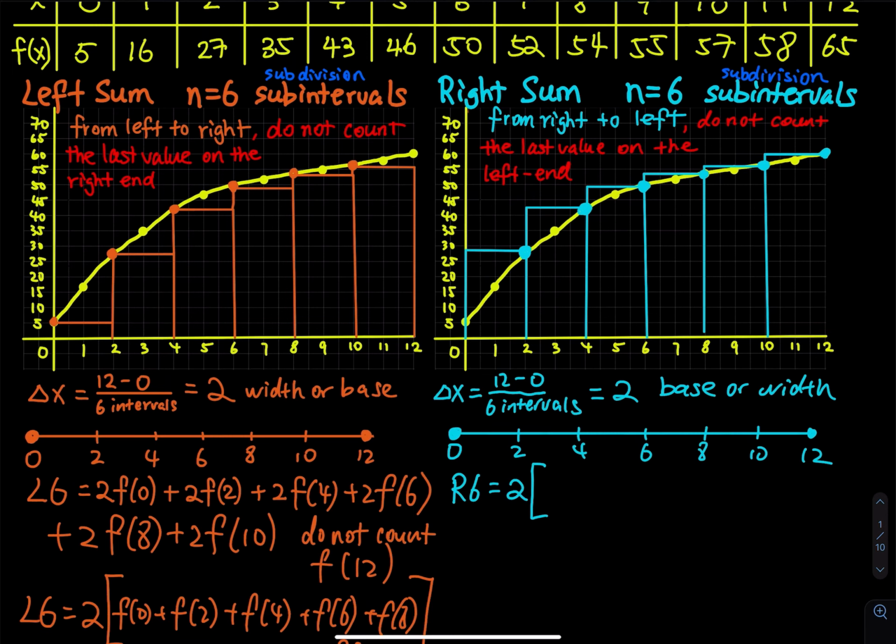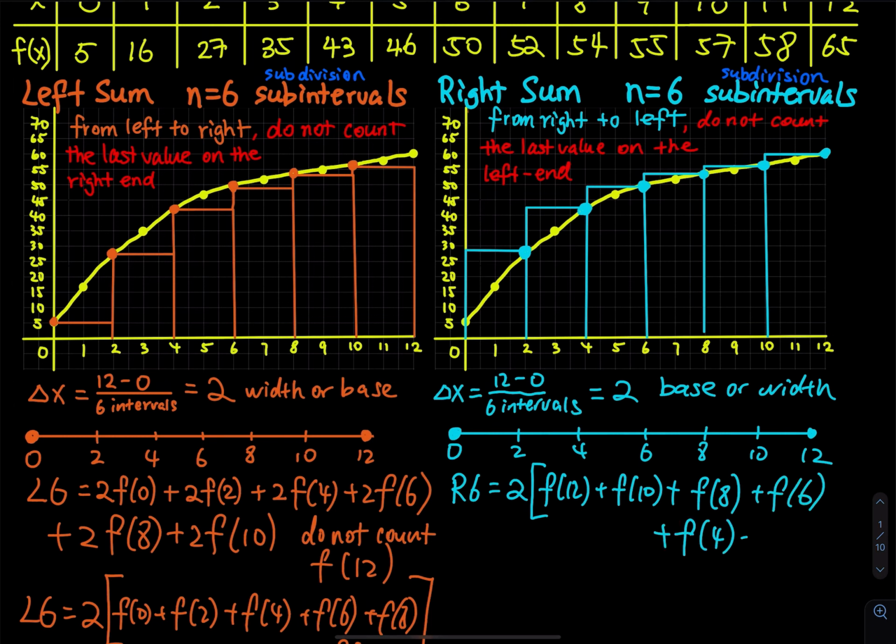And then you find the area of each rectangle, and then you add them up. The base is always 2, right? So we can just factor out the 2. And then from right to left, we have f of 12, and then we have f of 10, and then we have f of 8, and then we have f of 6, and then we have f of 4, and then we have f of 2, and then we do not count the 0.